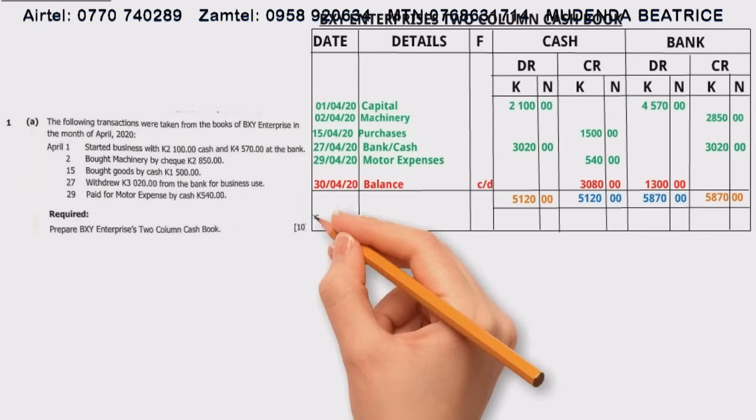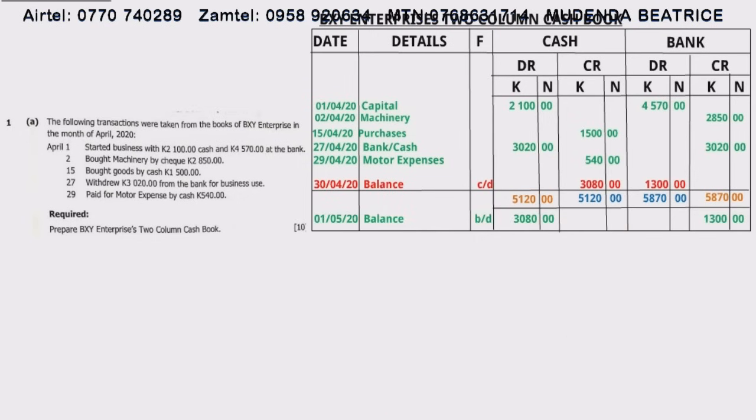So on the 1st May 2020, balance brought down was 3,080 kwacha cash. This is the amount that they came with. Then under bank, that will be 1,300 kwacha credited under bank. So this is a bank overdraft. So we're going to put it like that.